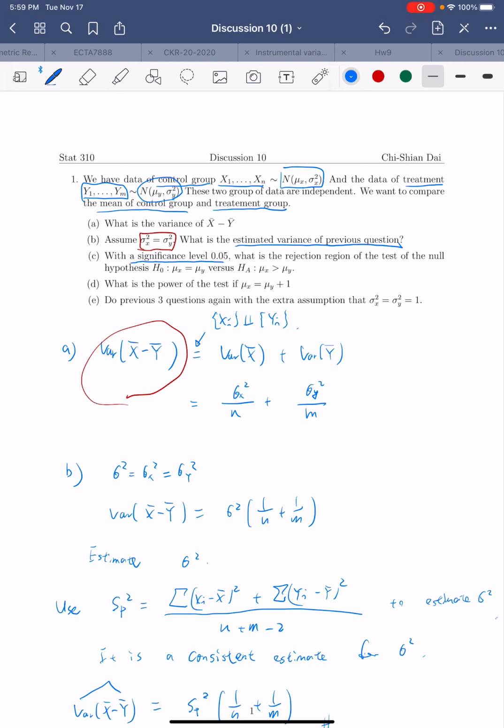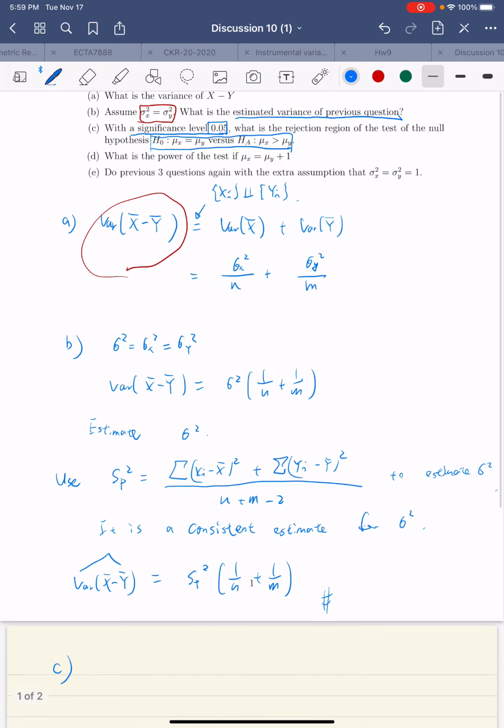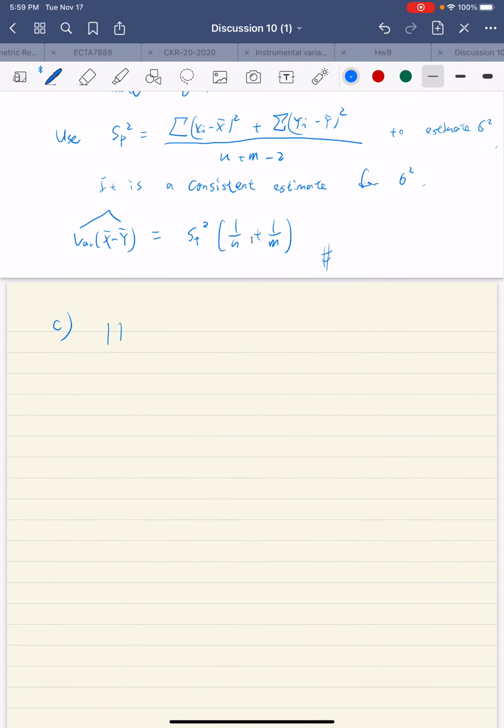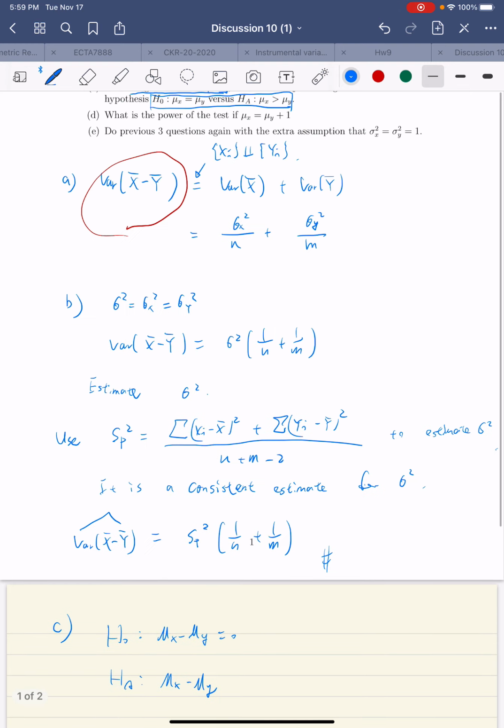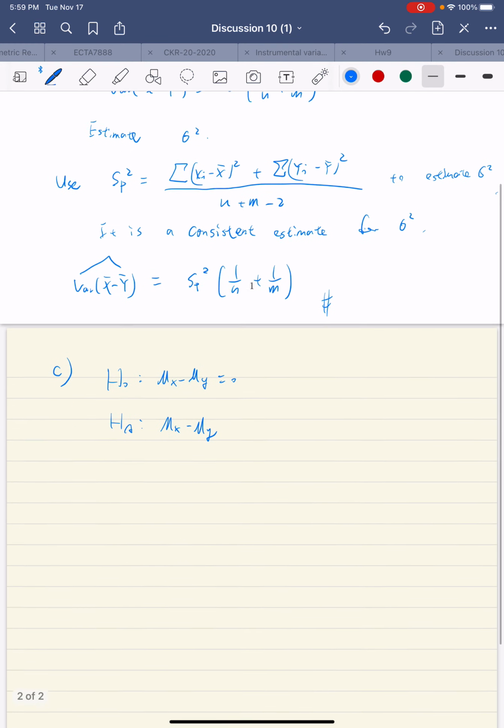Okay, in C, we want to run a test with alpha equal to 0.05. And the test is, look at this, a one-sided test. So the null is mu x minus mu y equal to 0. The alternative is mu x minus mu y is greater than 0. Okay.